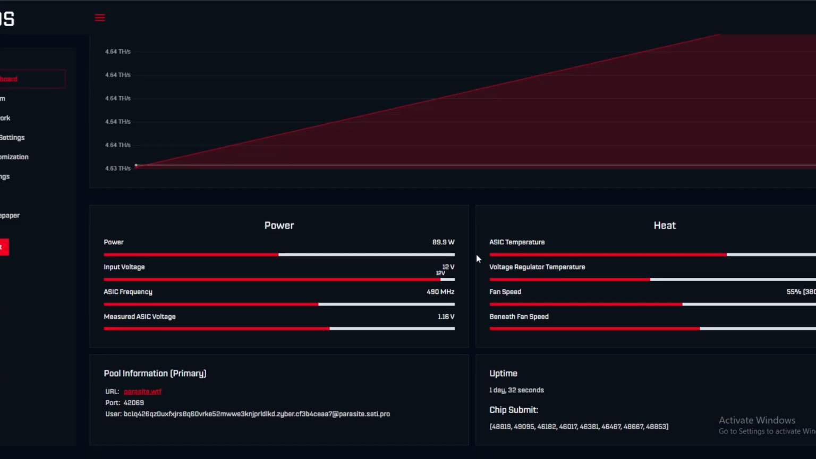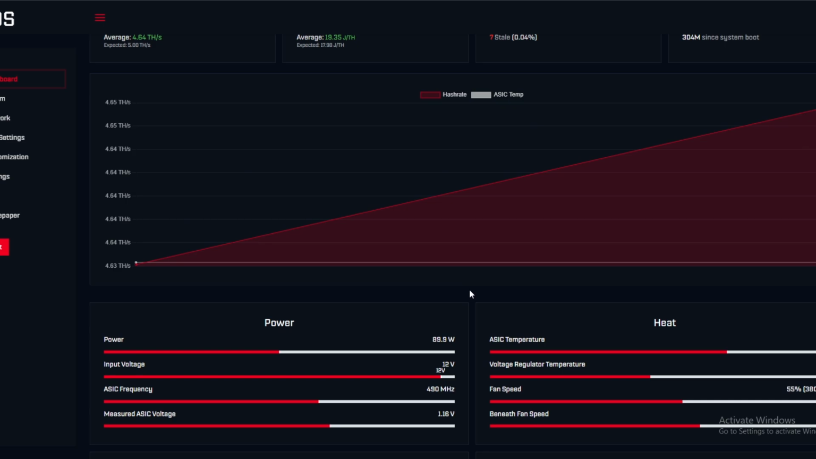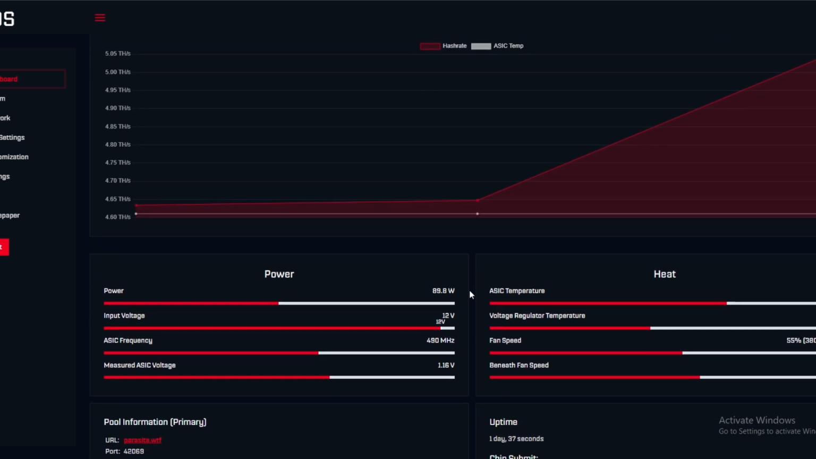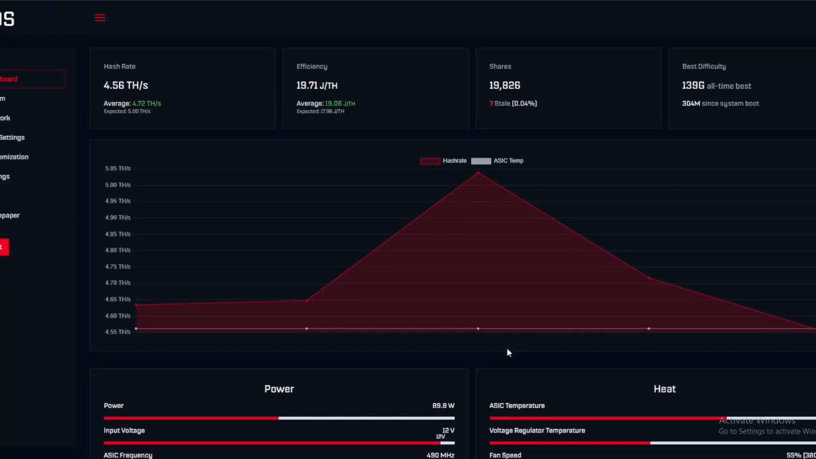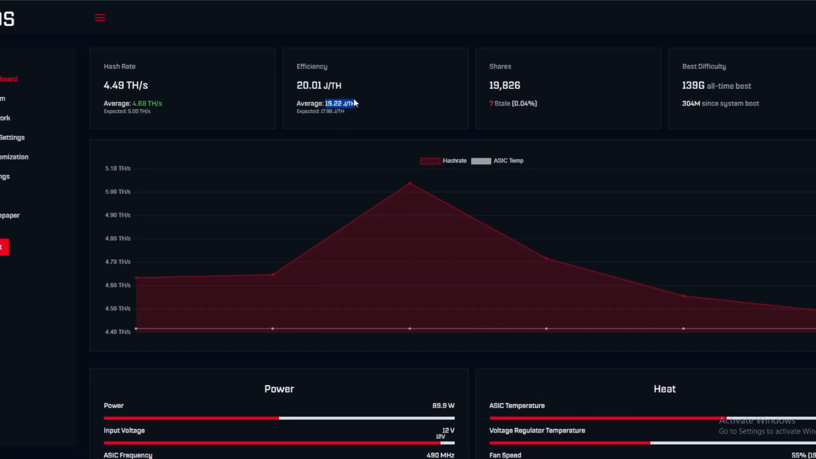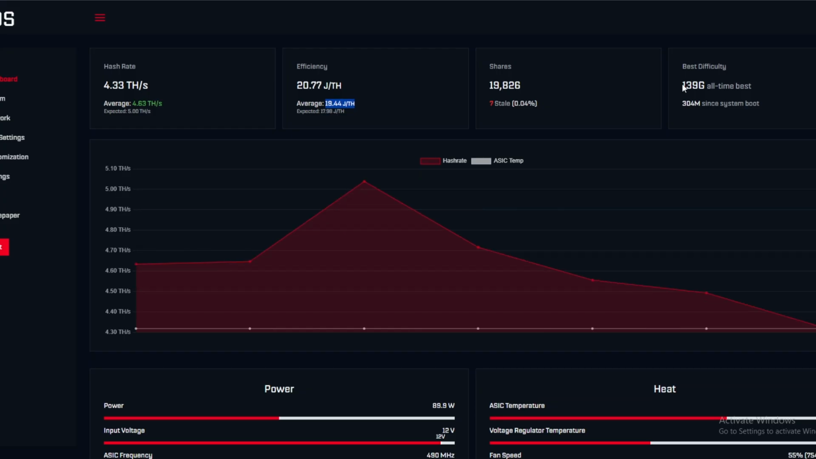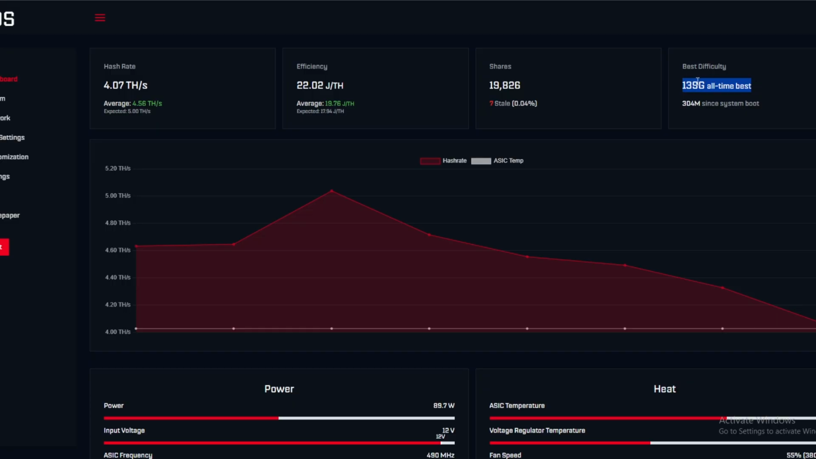But just going back to the stats there, you can see the overclocks. The ASIC temperature is currently at 50 degrees and the voltage regulator is at 55. The fan speed for the bottom is 55%, and then the fan speed for the one beneath that is 60%. So it's relatively efficient, I would say. I wouldn't trust these numbers because they only track when you're actually on the Axe OS. But over the past 3 months that we've kind of had this, we've done a best difficulty of 139G.